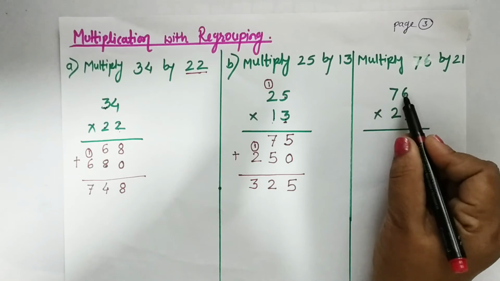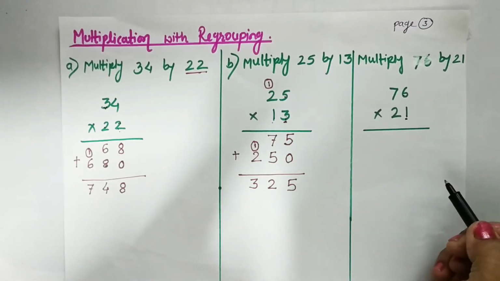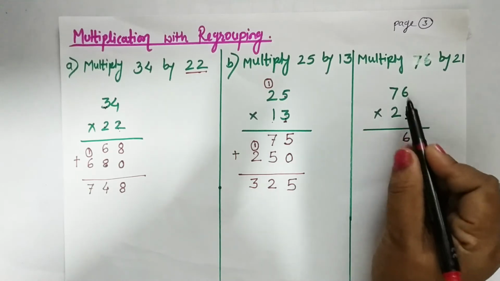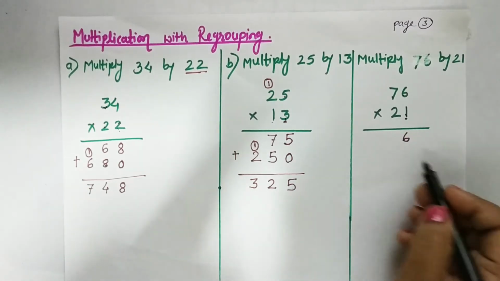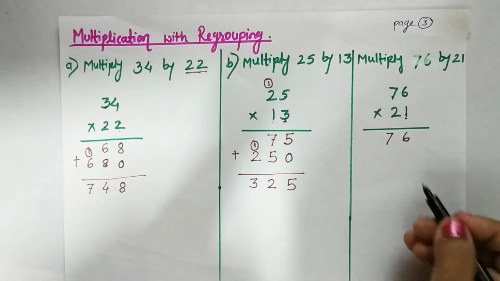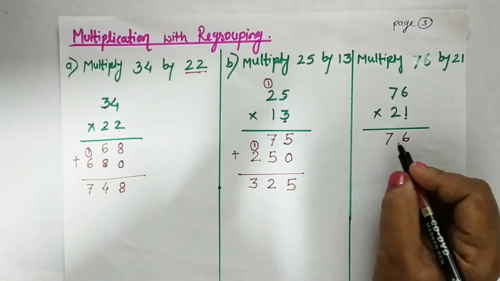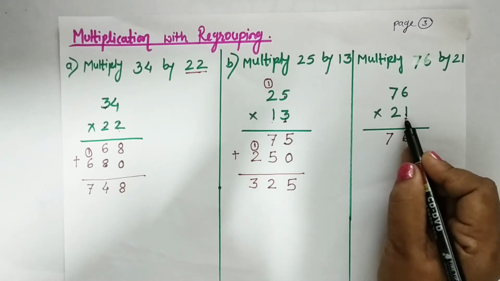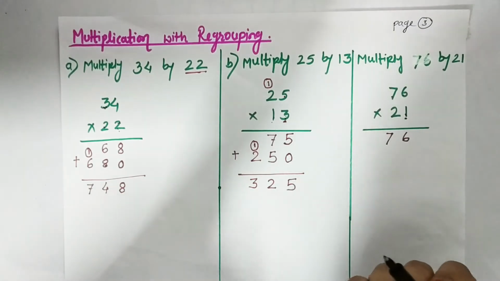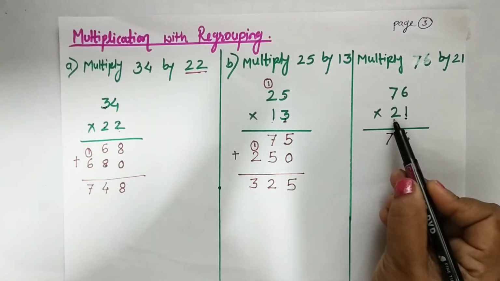So 1 into 6, it is 6. Again 1 into 7, again 7. 7 ones are 7. Okay. So now this is done for the ones place. Now we have to move towards the tens place number. This is your tens place number.